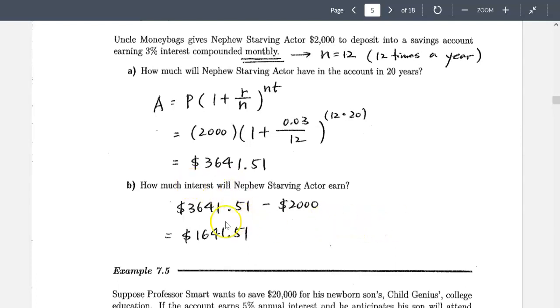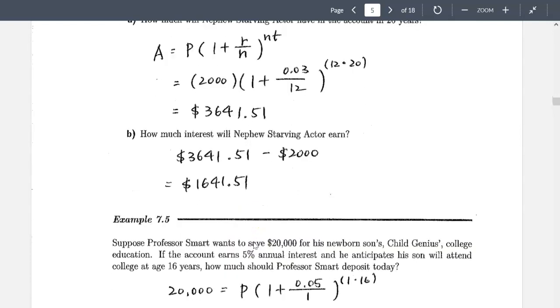Now, how much interest will the nephew starving actor earn? Well, interest earned is how much you get in the end minus the original deposit amount. So the difference is $1,641.51. That's how much interest was earned.